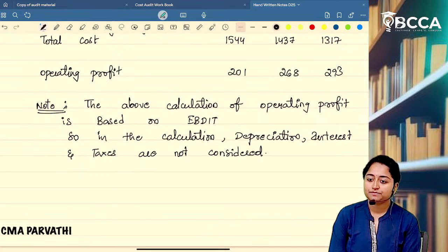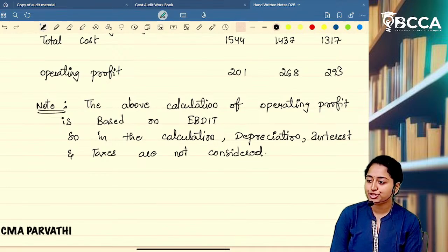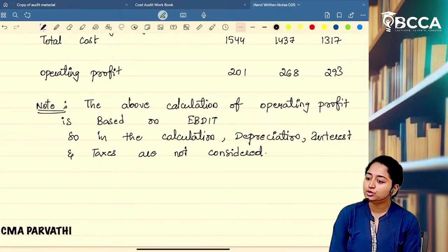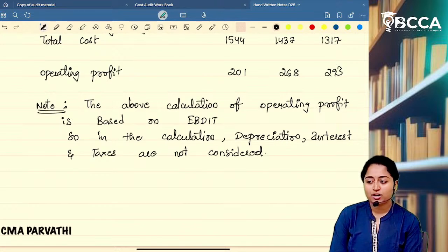Any doubts? No doubts? Clear with the problem of value addition, earnings available for distribution, and ratios, financial position and ratios. Do you have any doubts with these two conceptual problems? No doubts, right? Even with the concept or even with the practical? No doubt. Okay.